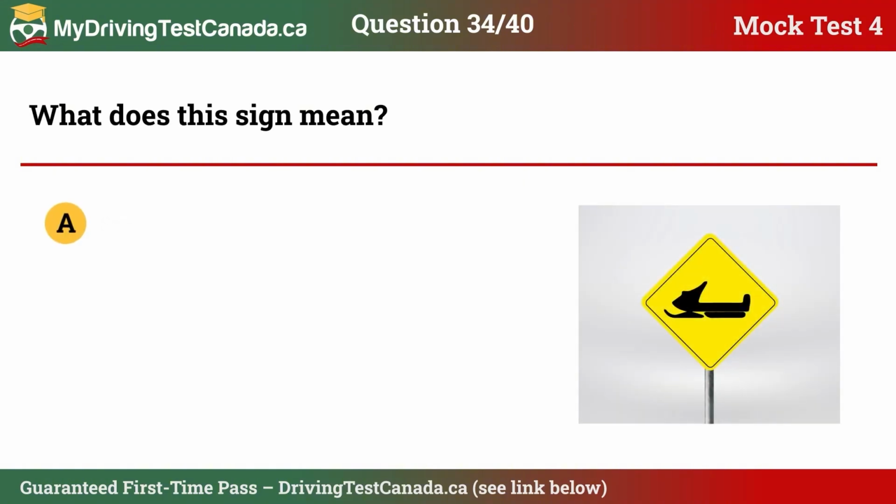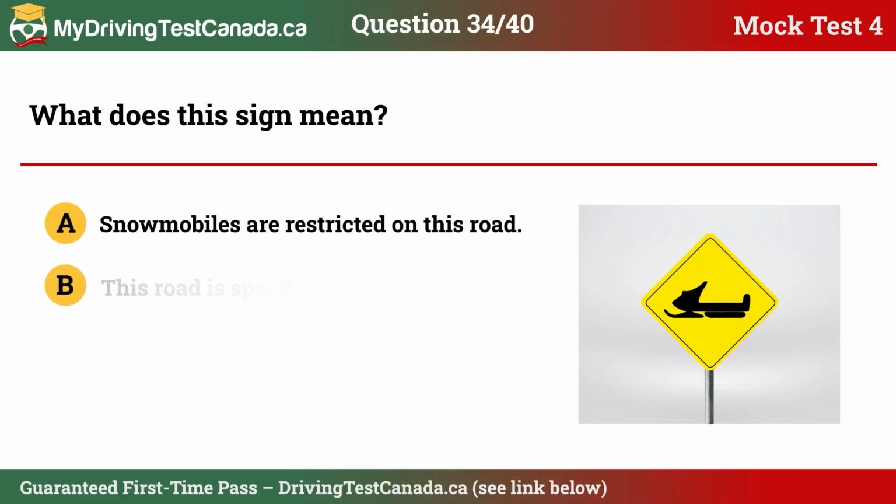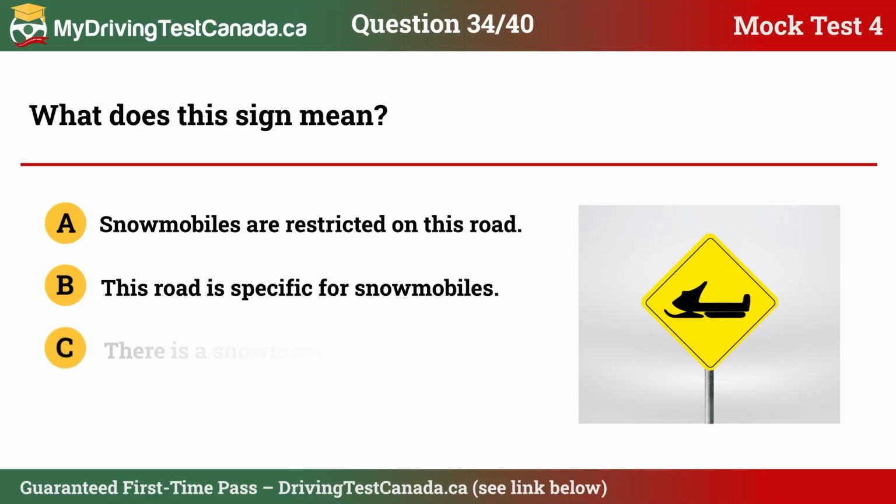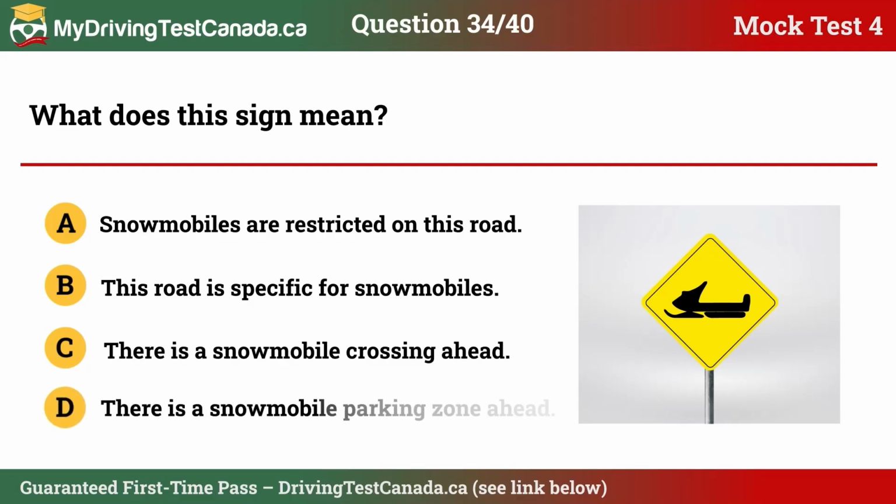A. Snowmobiles are restricted on this road. B. This road is specific for snowmobiles. C. There is a snowmobile crossing ahead. D. There is a snowmobile parking zone ahead.